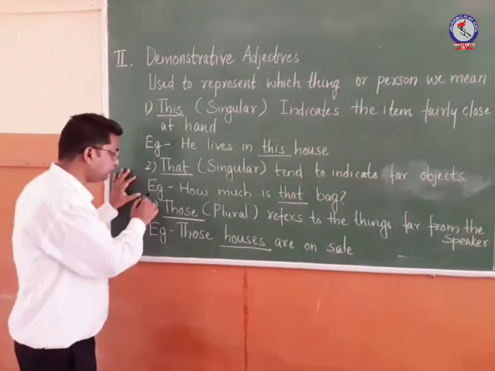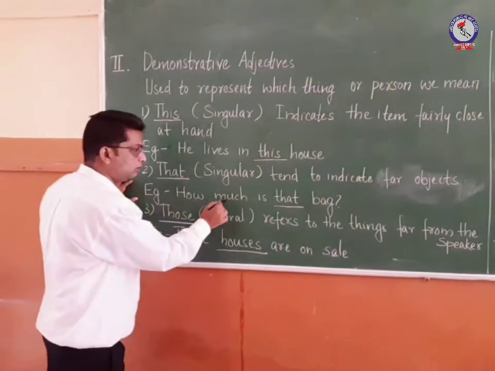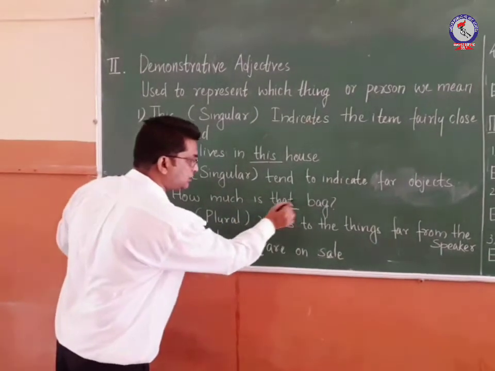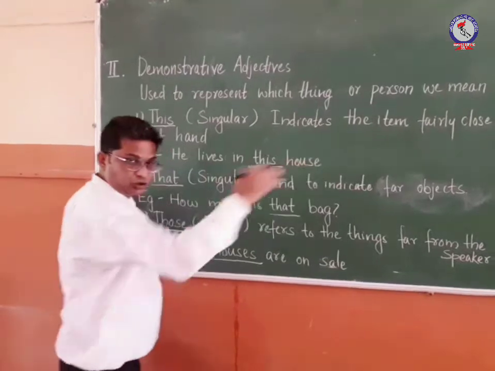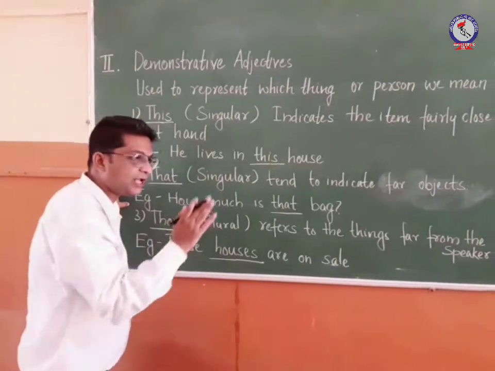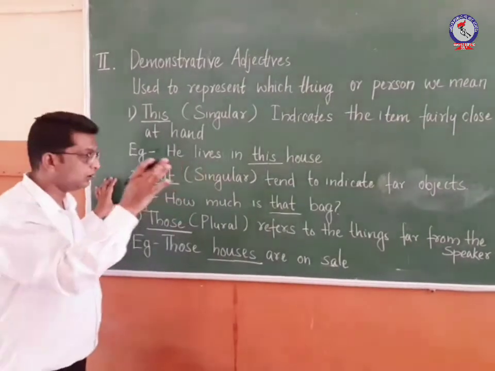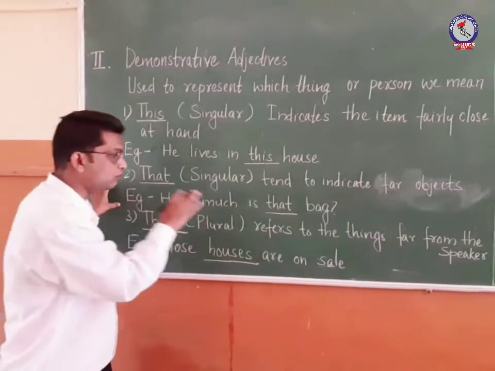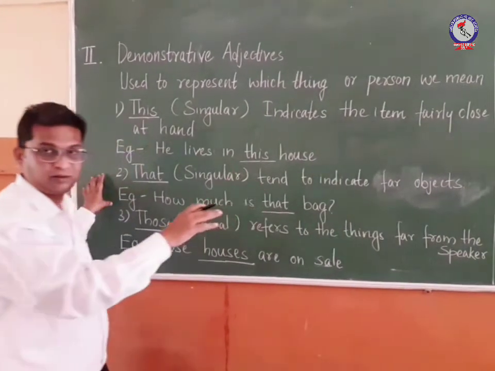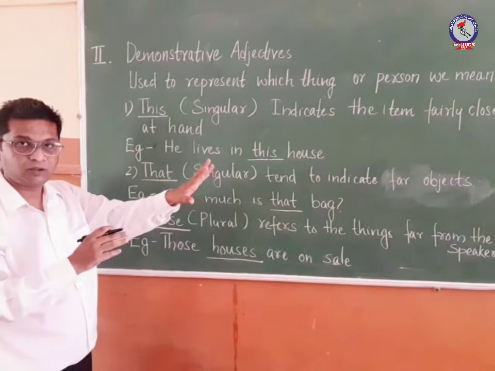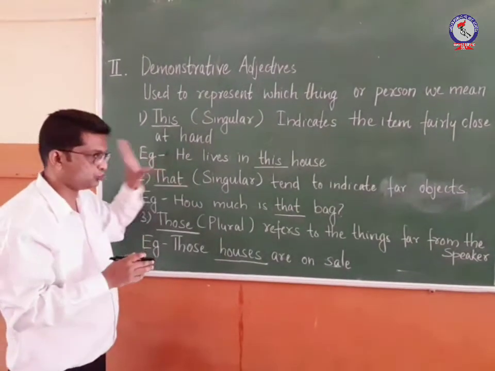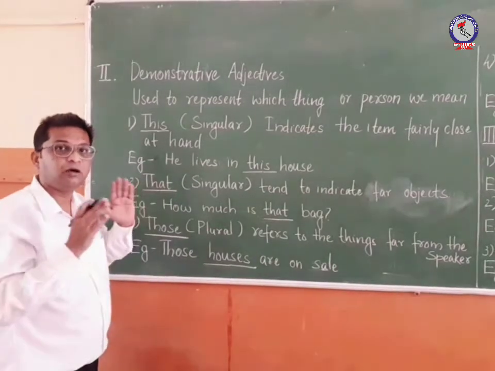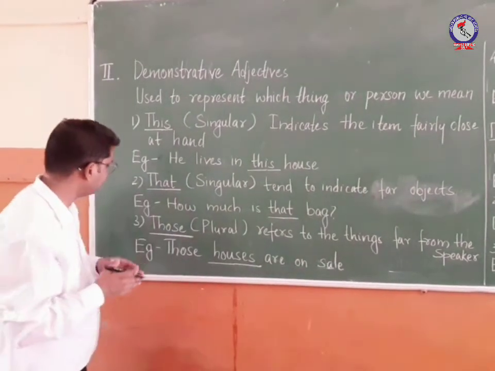See the example. How much is that bag? Now the bag is far. So pointing towards that bag, the person is saying, how much is that bag? That bag is far. So this word that will be used when the object is far away from us.